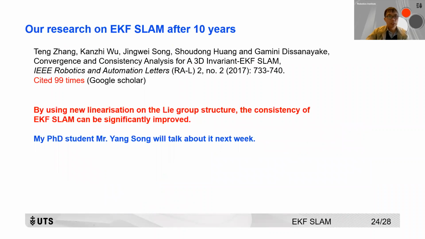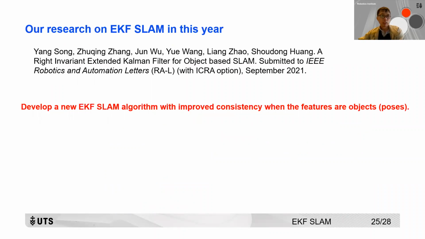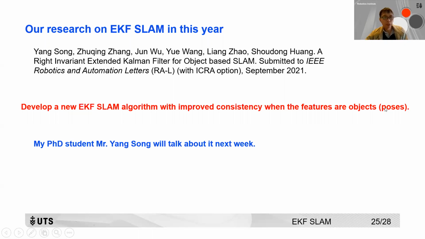Yeah, so this is a work from 2017. I would say it's a good paper because it's already been cited nearly 100 times in the last few years. And recently, Yang has come up with another EKF SLAM algorithm, dealing with objects, so the features are objects with poses. He used a similar invariant EKF to demonstrate much better consistency results. Again, Yang will talk about this next week.